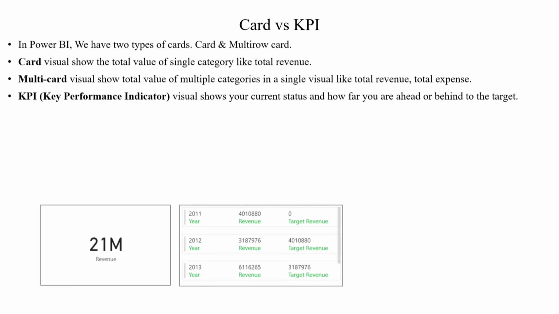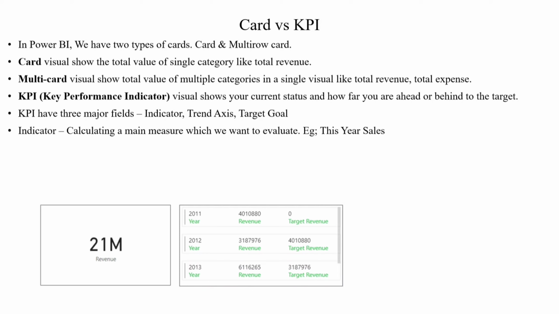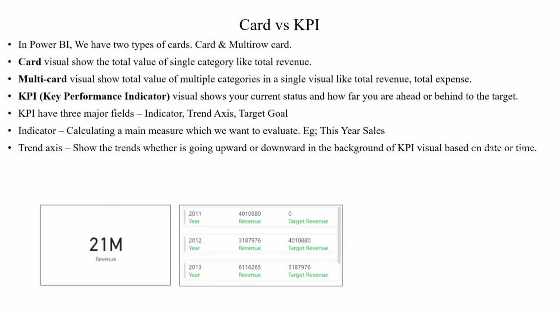Now I'm going to talk about KPI. KPI is a key performance indicator which shows our current status and how far we are ahead or behind the target. Okay, it's like a gauge chart, and it has some additional features also. KPI has three major fields: indicator, trend axis, target goal. The indicator is the main measure which we want to evaluate. For example, currently showing current year sales. And the trend axis shows the trend, whether it's going upward or downward. It's presented as a line chart.